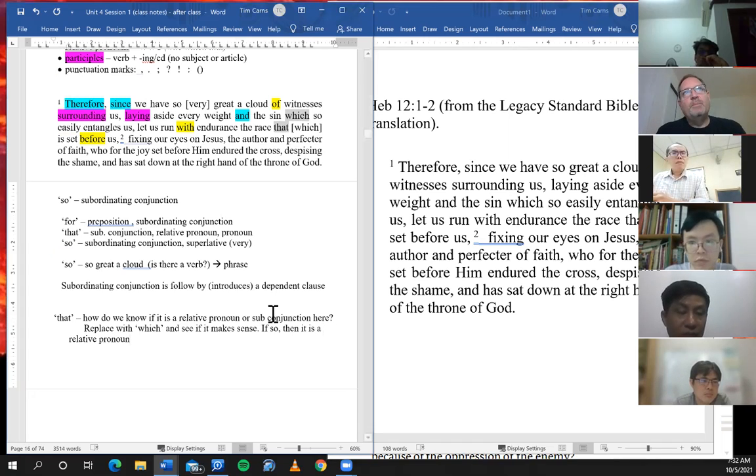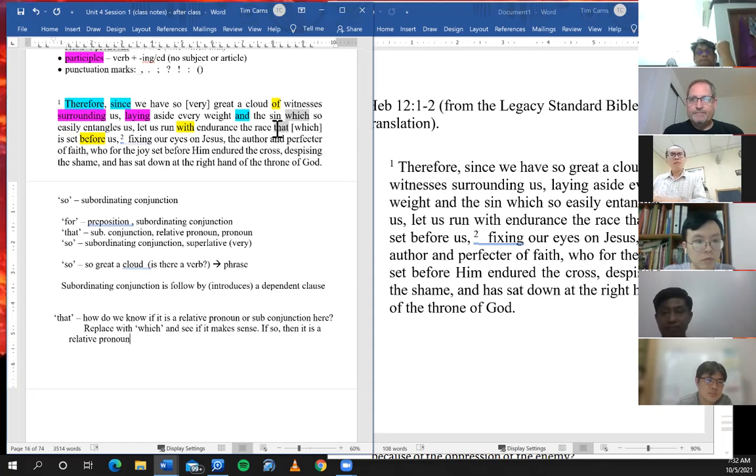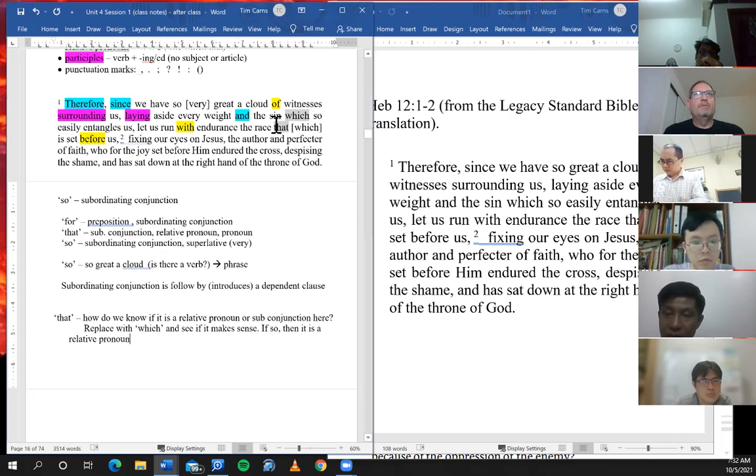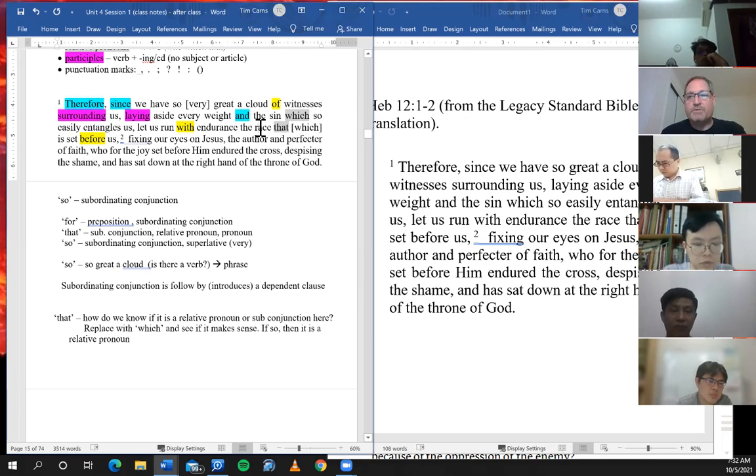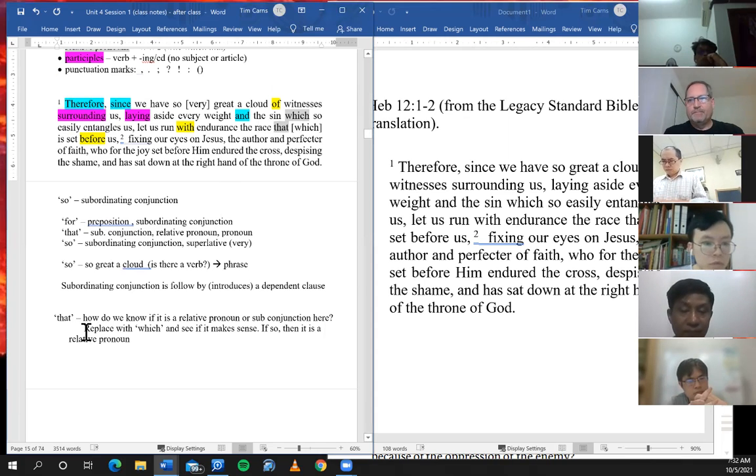Why does this matter? Because a relative pronoun is going to modify another noun. It's pointing to a noun. A subordinating conjunction doesn't modify another noun. It will modify an action. So in this case, the word that, the race that is set before us, modifies race. It's describing the race. It's identifying the race. Which race? The race that is set before us. All right, any questions on that?